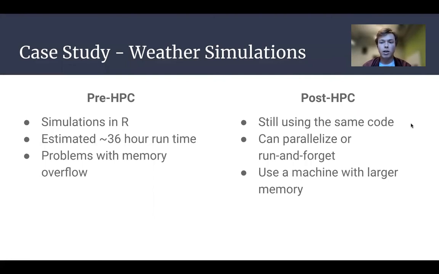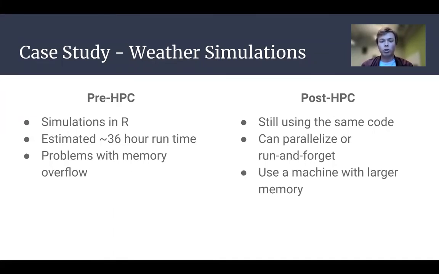Slide. Here's a case study of what switching to high performance computing might look like. The case study here is a researcher who's working on weather simulations to study conflict in East Africa. They're running the simulations in R, which isn't necessarily the fastest language, but it's what the workflow is written in. And it takes a long time to run on their Mac, about 36 hours. There's also problems with memory overflow, since when a data set gets very large and R likes to hold it in RAM, this can cause errors.